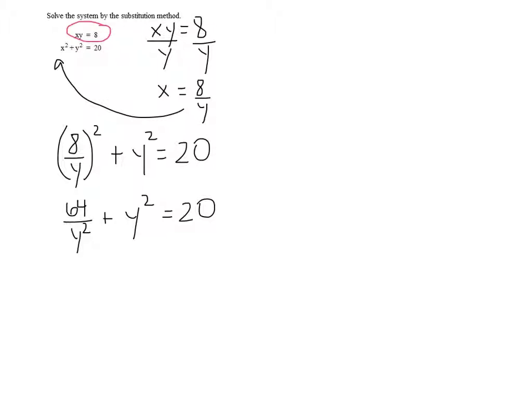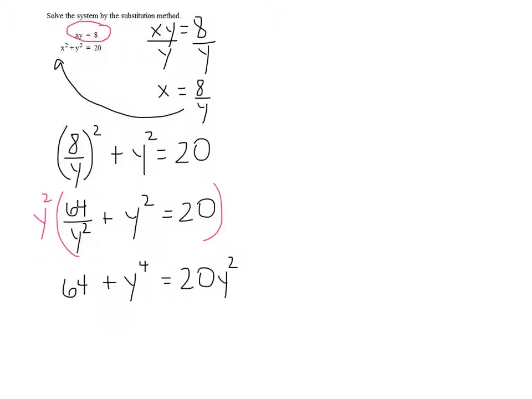So what we're going to have to do is get it out of the denominator, and the only way that we can do that is to multiply through the entire equation by a y squared. That way we can cancel that out. So when we do that, we get 64, because the y squares cancel in the first term, plus y squared times y squared, which is y to the 4th, equals, and then we'll have a 20y squared.